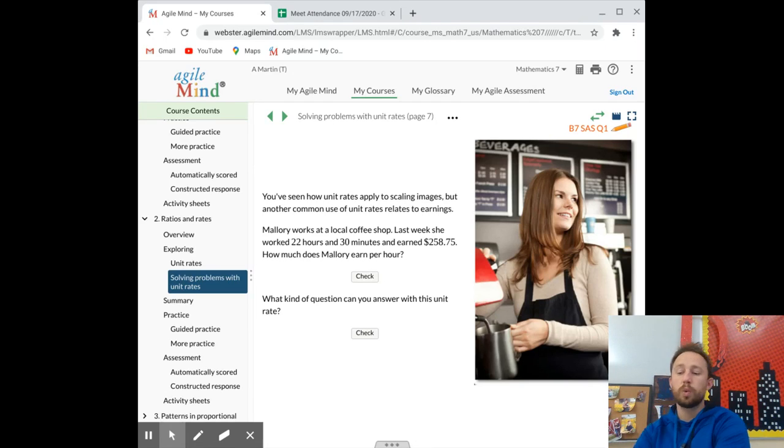So, how can we convert minutes to hours or hours to minutes? In other words, what portion of an hour is 30 minutes? Half an hour. Yeah, it's half an hour. Since it's half an hour, that means they worked how many hours? What about 22.5? That's right. 22.5 hours was worked.